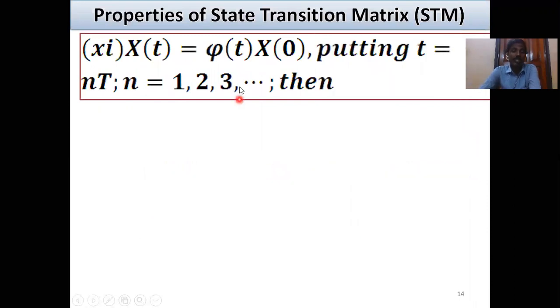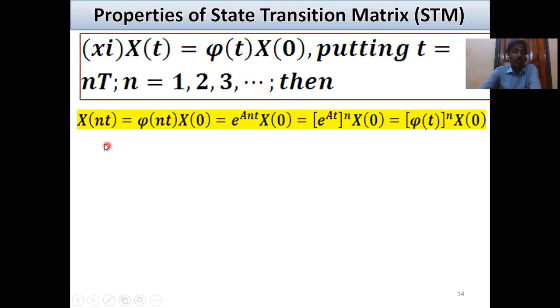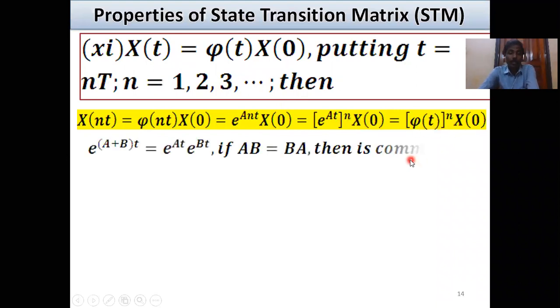And x(t) equals phi t into x0. Putting t equals n into t, where n equals 1, 2, 3 and so on, we get x of nt equals phi nt into x of 0, equals e to the power A nt x0, equivalent to (e to the power At) whole to the power n into x0, equivalent to (phi of t) whole to the power n x of 0.